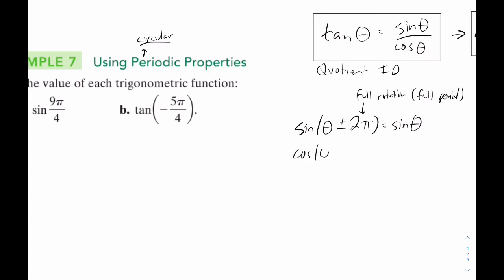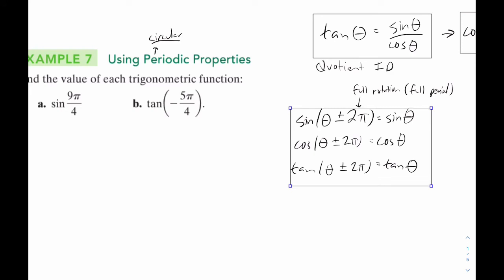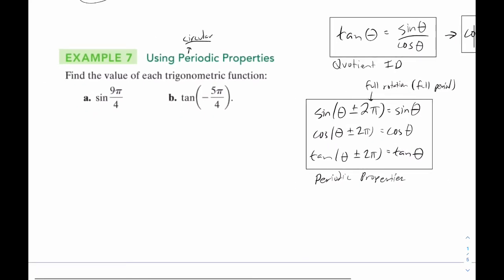And then cosine, that's also true because cosine follows a unit circle. And for tangent, that is also true. So for all the trig functions, because they're on your unit circle, all of these things hold true. You can do all of that. So I'll put a big box here. Those are your periodic properties. So I'll show you how we can use that here.